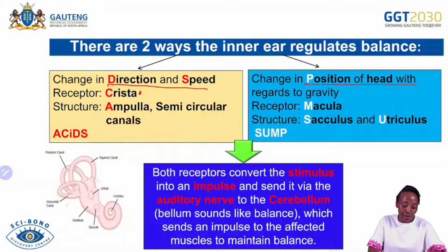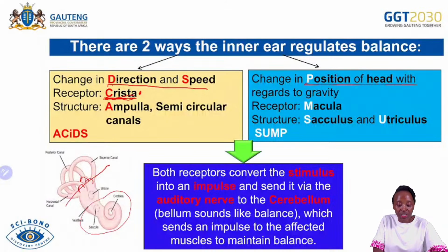So the inner ear, remember, is made up of this part, which is the semicircular canals, and this part, which is called the cochlea. The semicircular canals are these three canals here. And then at the bottom, these parts are called the ampulla, and that is where the receptors which detect the change in the direction and speed are found.